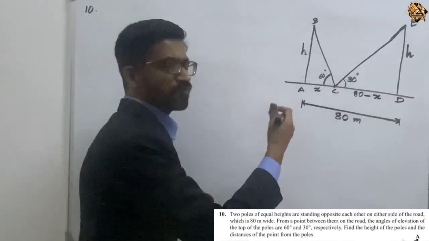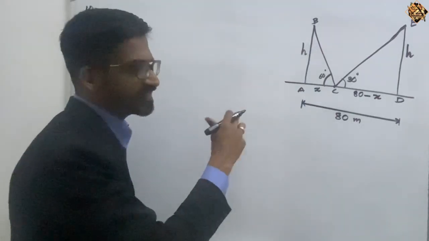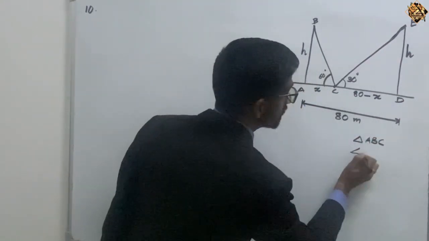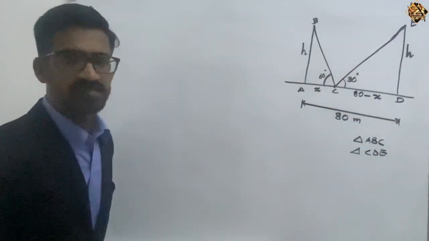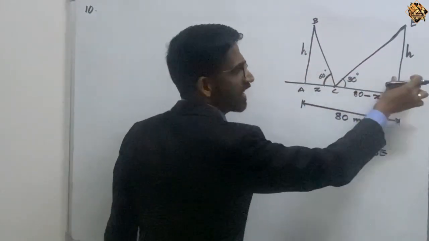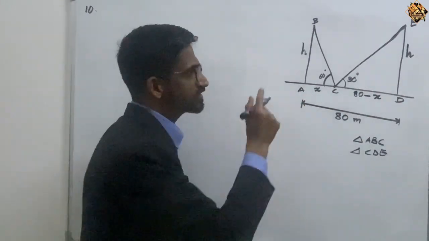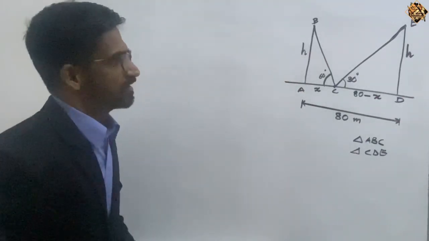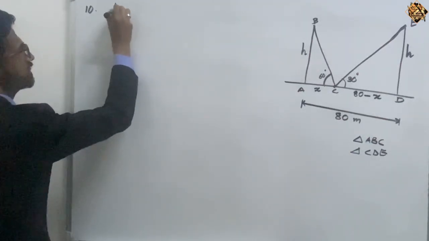Now, before starting, which is a common side here? We have two triangles, triangle ABC and triangle CDE. In both the triangles, which side can be considered as a common side? Here the common sides are AB and DE. Since the heights of both the poles are the same, we can consider the common side as h, AB and DE. Okay. So we'll start now. First we will consider triangle ABC.